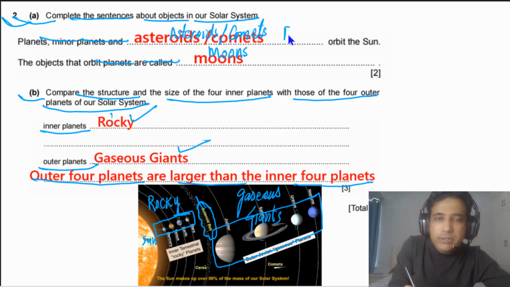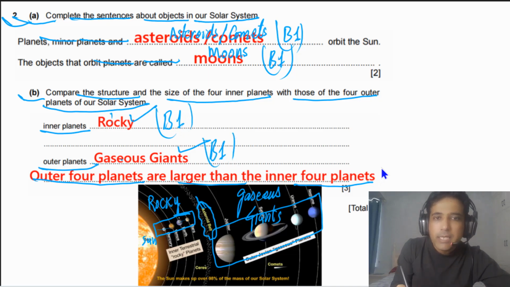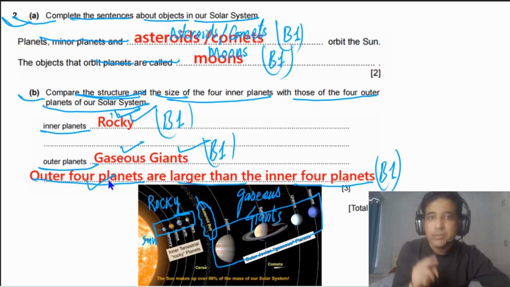This question has 2 marks, so if you write on this one, you will get 2 B marks. You will get 1 B mark here and 1 B mark here, and the last B mark if you have compared the size, because the question is also to compare the structure and size. So structure you have compared rocky and gaseous, the size you have to compare as well. Then you will get 5 marks for this question.